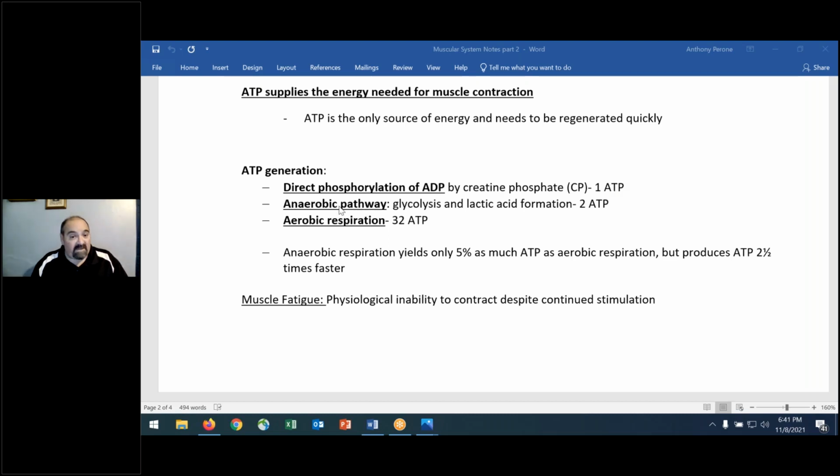Anaerobic pathway, so in the lack of presence of oxygen, glycolysis, lactic acid formation, we're producing 2 ATP. So you see here, ATP is produced quickly, but not very much. But aerobic respiration produces many ATP. You see, anaerobic respiration yields only 5% as much ATP as aerobic, but again, produces ATP 2.5 times faster. That's an important sentence that should stick with you, that you should know, okay?